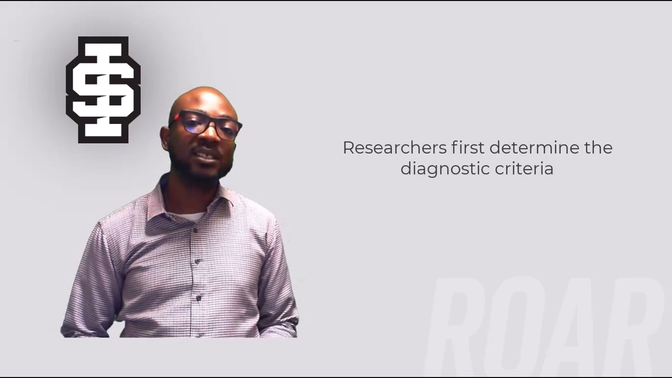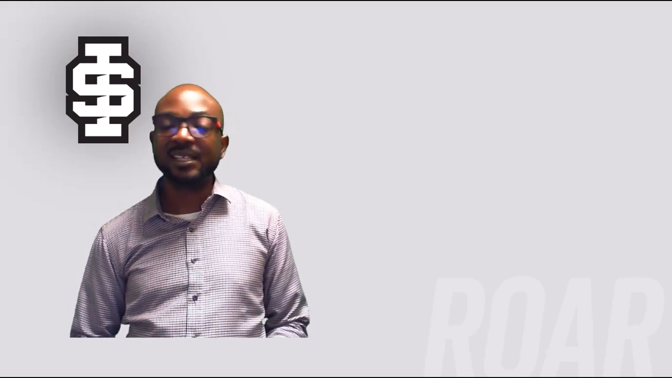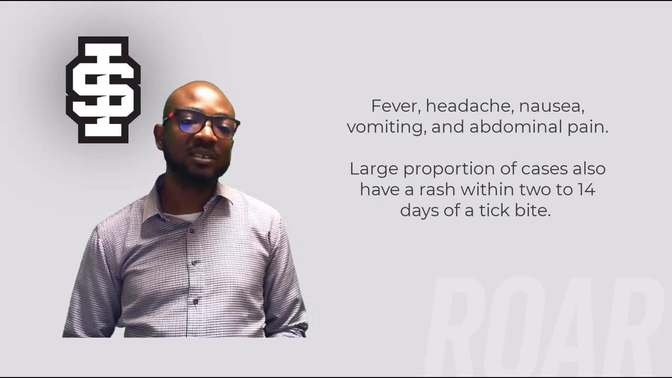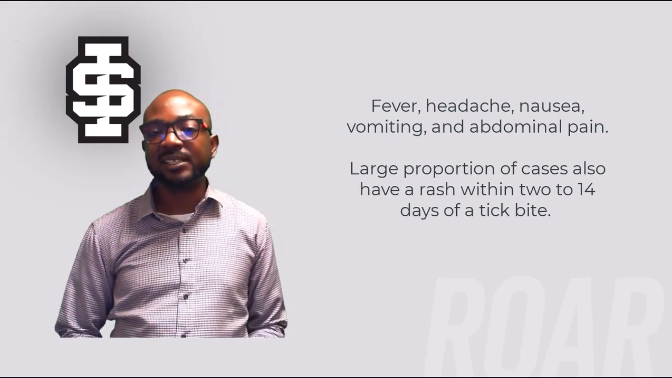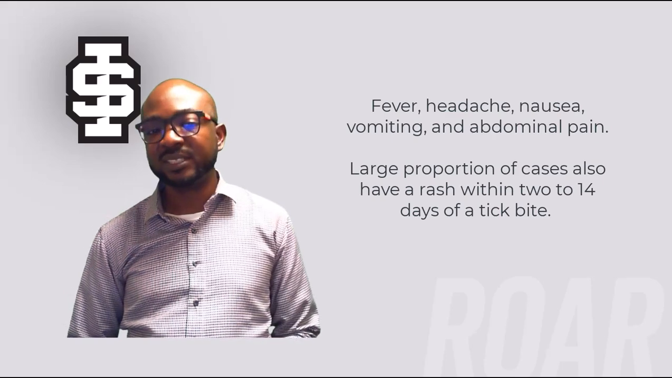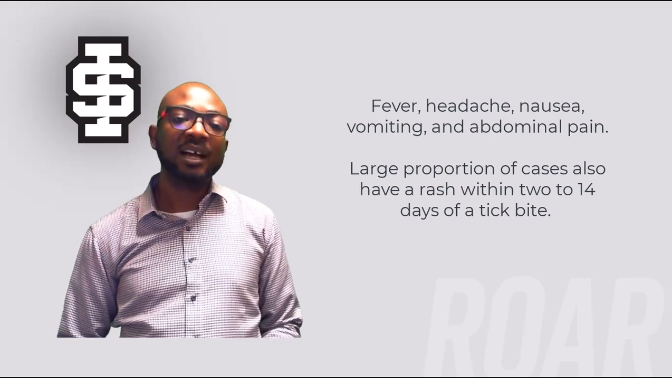Let's discuss case selection in more detail. Researchers first determine the diagnostic criteria they will use to define a case. For example, if studying Rocky Mountain spotted fever, which is a tick-borne disease, the diagnostic definition of the disease should be clearly specified in order to classify people as cases or controls. In defining cases of Rocky Mountain spotted fever, the diagnostic criteria should include the following symptoms: fever, headache, nausea, vomiting, and abdominal pain. A very large proportion of cases also have a rash within 2 to 14 days of a tick bite. As a researcher, you could decide to not include rash as a symptom and make your definition slightly broader.